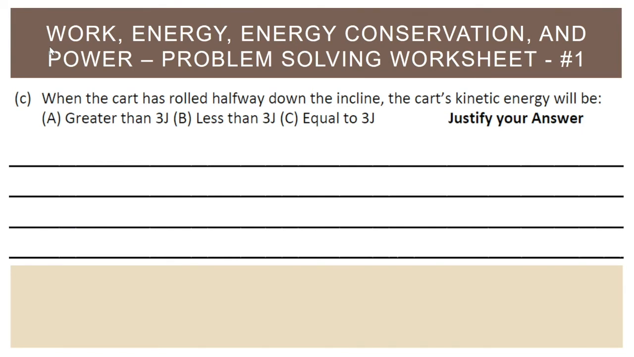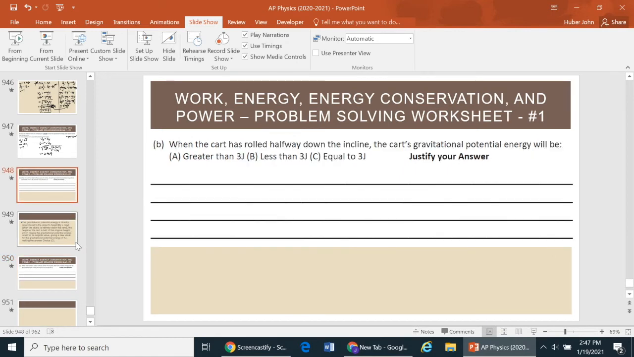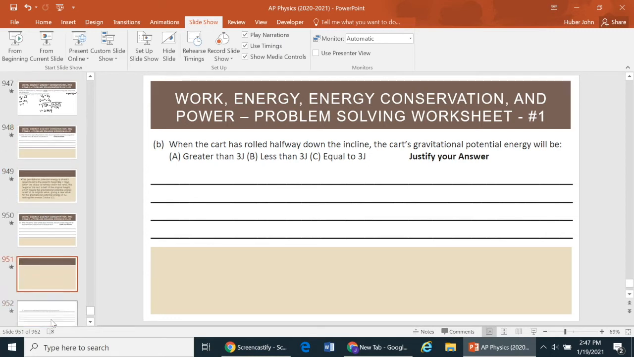Okay, so pretty straightforward answer to this question here. We already answered in part B that when the cart's rolled halfway down the incline, it loses half of its potential energy. And so the obvious question here is, well, where does that potential energy go? It turns into kinetic energy.